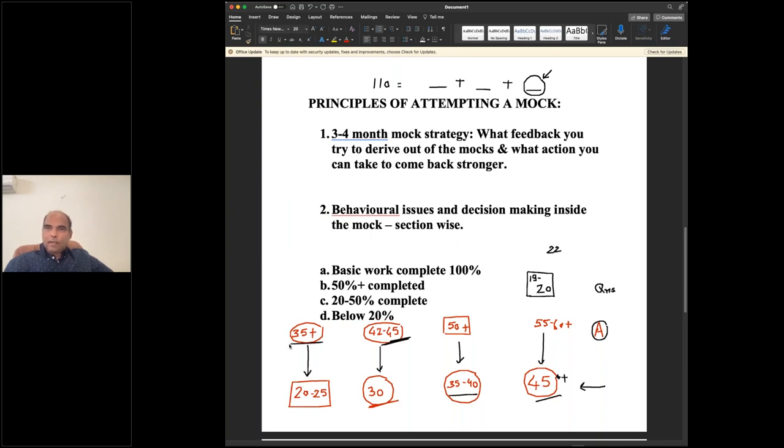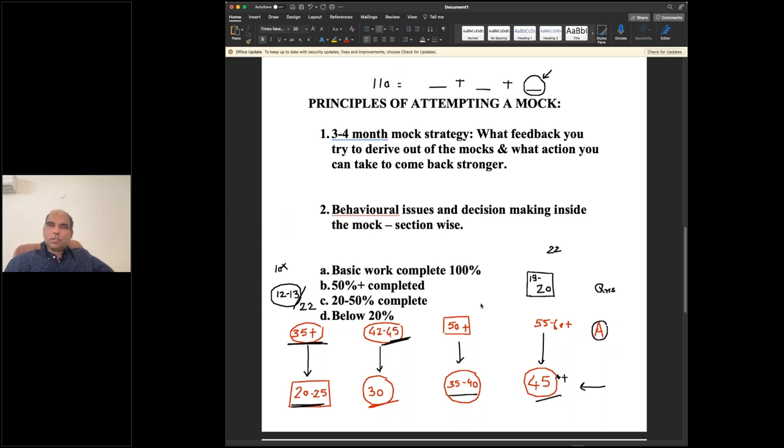Whereas for this guy, he has to know 12 to 13 questions in every test out of 22. That means if there are 10 questions in the paper which you don't know, you can still hope to get 20 to 25 marks in the quant section. So that then brings down the strategy.